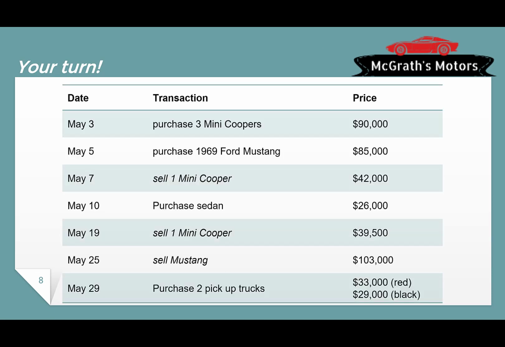Now it's your turn. Please pause the video and give this problem a try. Calculate the company's COGS and ending inventory for the month. Here are the transactions and the dates and the values. Pay attention to which transactions are purchases and which ones are sales.